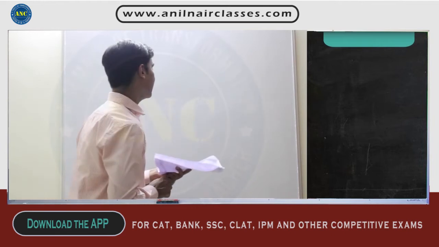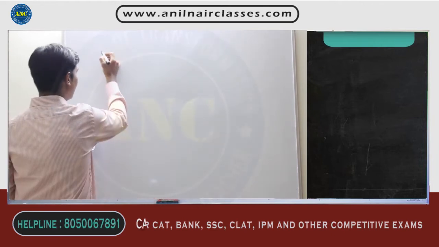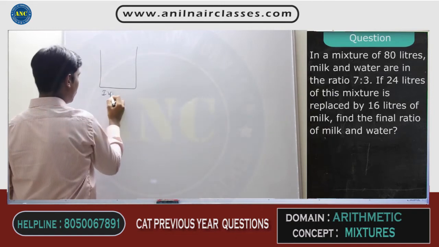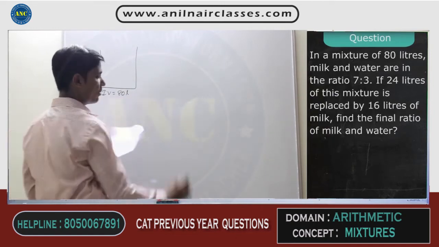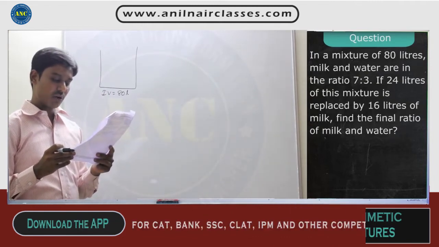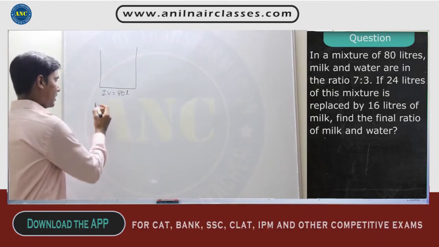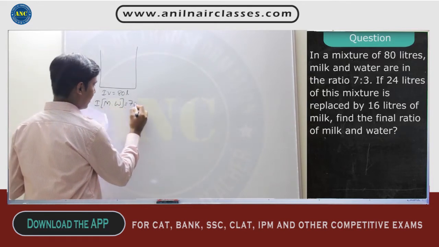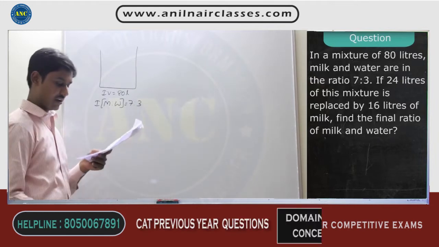In a mixture of 80 liters, that means they are telling that there is a vessel. The initial volume is given as 80 liters, right? In a mixture of 80 liters, milk and water are in the ratio 7:3. That means the initial ratio of milk and water is given as 7:3, right?